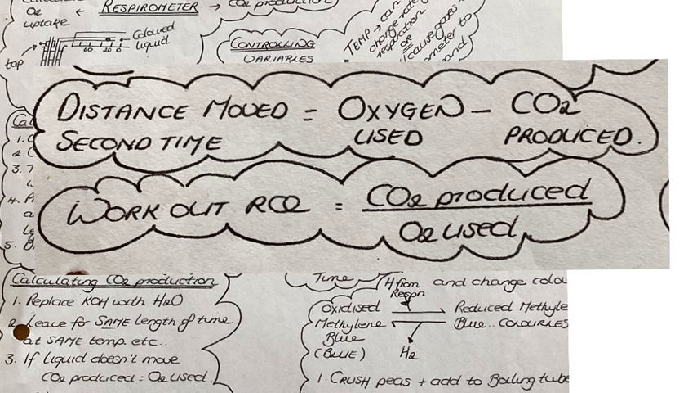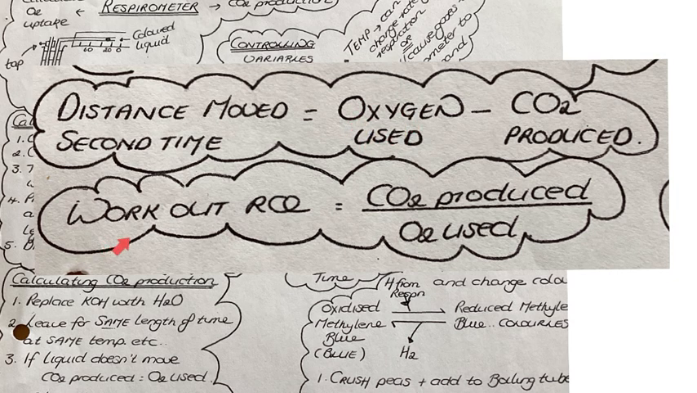When you have carried out the experiment the two times, you can use this equation here to work out oxygen used or carbon dioxide produced. You just rearrange it. The distance that the bubble moves the second time is equal to the oxygen used, which would pull the bubble this way, minus the carbon dioxide that has been produced. You just rearrange that equation to work out either the CO2 produced or the oxygen used. But remember, you get the oxygen used from the first time that you did the experiment for 30 minutes.